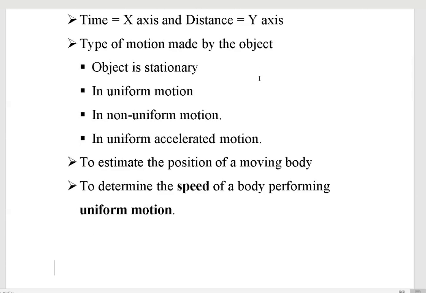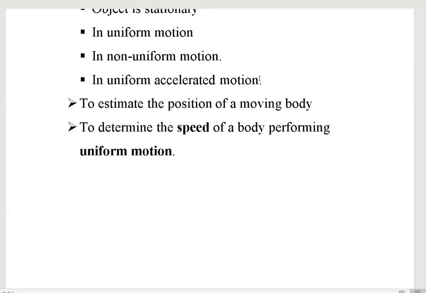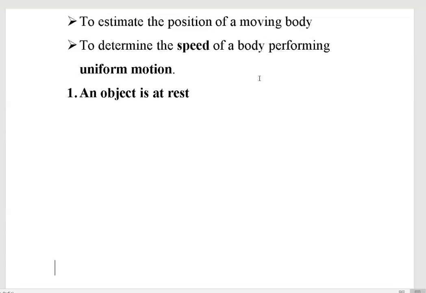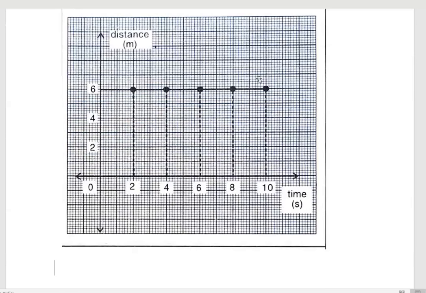Let's first understand how type of motion can be identified by dt graphs. What happens and what kind of graph we get when an object is at rest? Look at this graph. Here, the time is on x-axis and distance is on y-axis.